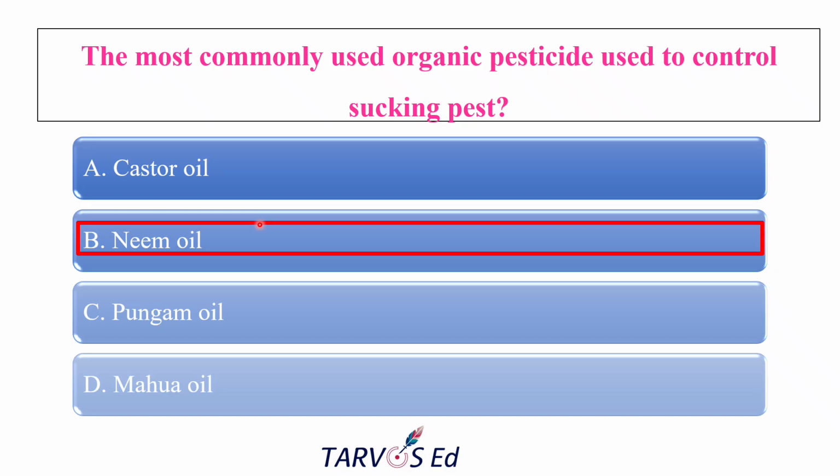And why not others? Pungam oil is the karanja oil, right? It is extracted from Pongamia pinnata seeds. The active compound is karanjin. This is also used against sucking pests, but its effectiveness is much lesser than neem oil. And next comes castor oil, which is extracted from Ricinus communis, castor, and this is generally used mainly as a sticking agent and for making soap, not used as a pesticide.